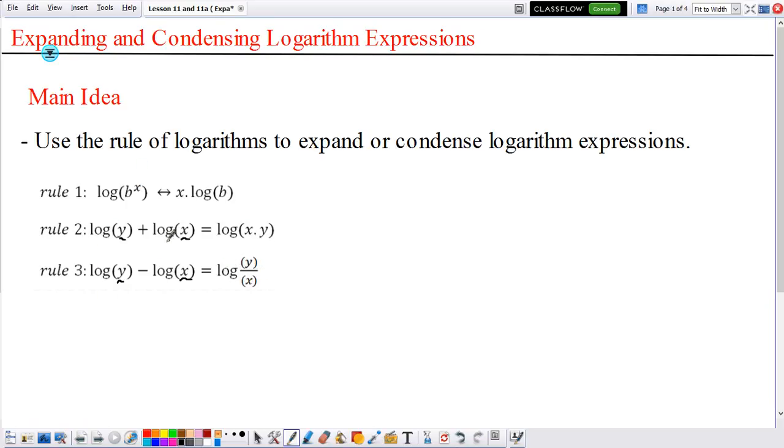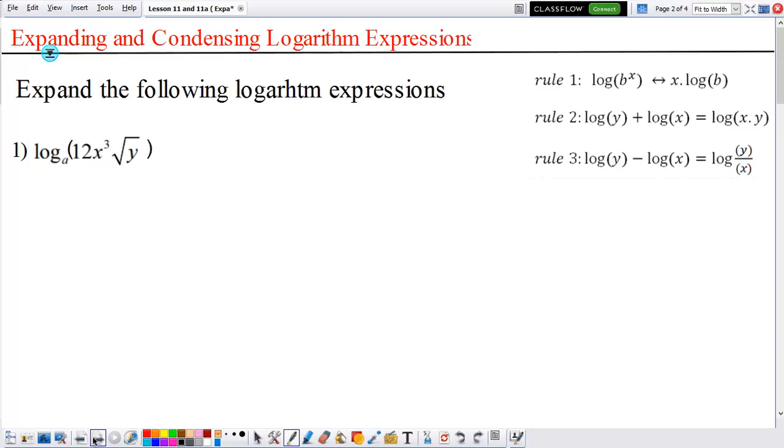So we will be using these three rules again, but now we're looking at more challenging questions. So let's get started. Here are the rules, just in case we need them. The first thing is we need to identify if we're expanding or condensing. Here, we're expanding. So our original problem, we need to write it as more than one log.